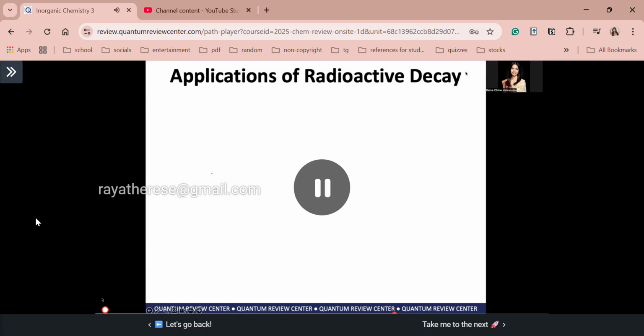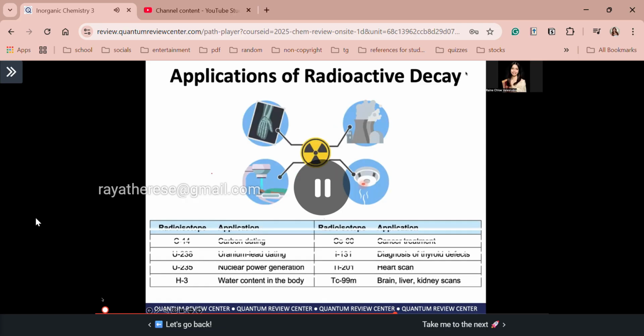Let's proceed. The application of radioactive decay. So, these are summarized in table 15. So, carbon 14 is used in carbon dating, uranium-238 for uranium-lead dating, uranium-235 for nuclear power generation, H3 for the water content in the body, cobalt-60 for cancer treatment, iodine-131, diagnosis of thyroid defects, thallium-201, heart scan, technetium-99 metastable, brain, liver, and kidney scans. Actually, guys, parang sa previous board exams, parang lumabas yung technetium-99 metastable. So, maganda rin na i-memorize ito.